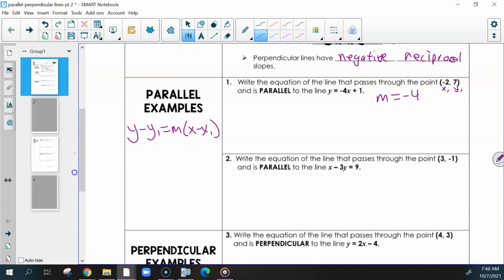So I would put my point and my slope in: y minus 7 equals my slope, which is -4, times x minus my x1, which is -2. And then start solving from there. I would simplify this before you distribute, that way your signs don't get messed up.